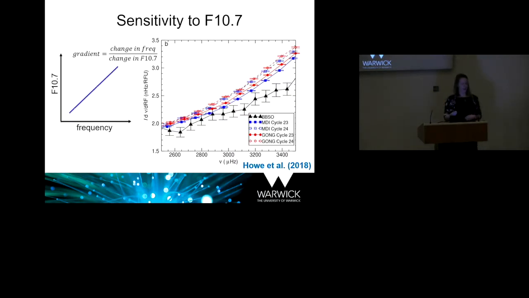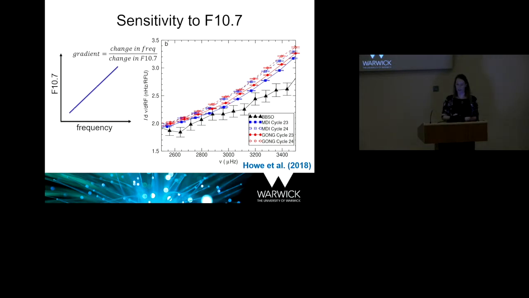Another way we can compare the activity cycles is just by directly comparing the helioseismic observations to other proxies like the 10.7 centimetre flux. So if you plot frequency against 10.7 centimetre flux for observations at different times, you get something that's approximately linear, and if you work out the gradient of that and then plot that as a function of mode frequency, you get this figure here.